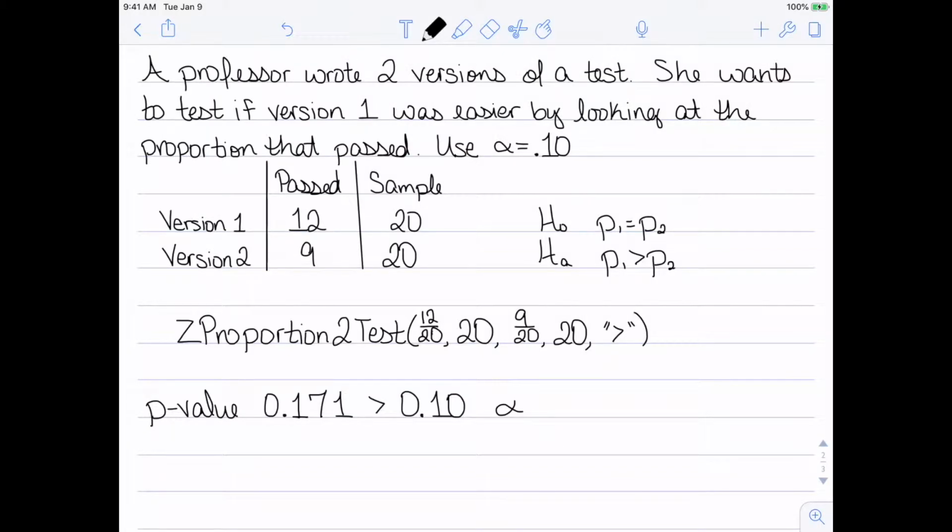And so when we compare this p-value of 0.171 to alpha, 0.1, we can see that the p-value is bigger. When the p-value is bigger, we go with H0. That the first version and the second version had about the same percentage of people passing. So in this case, version 1 would not be easier based on these metrics.